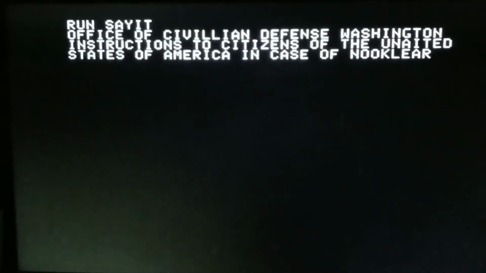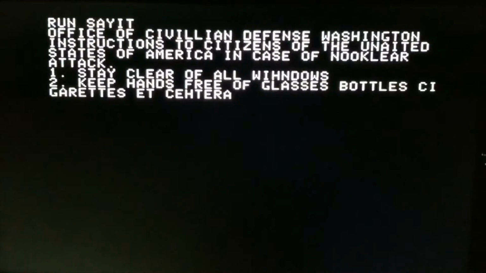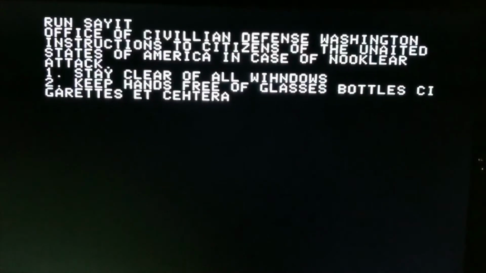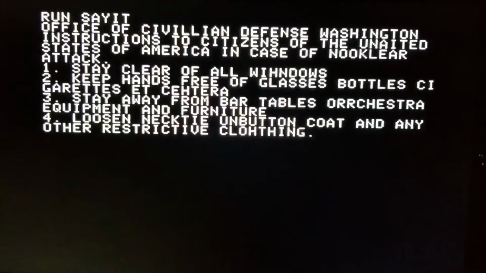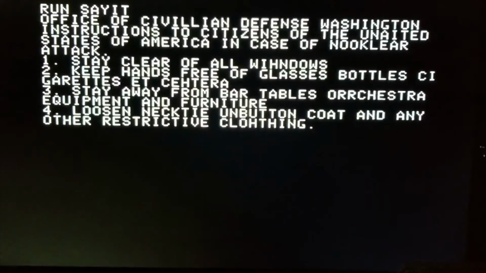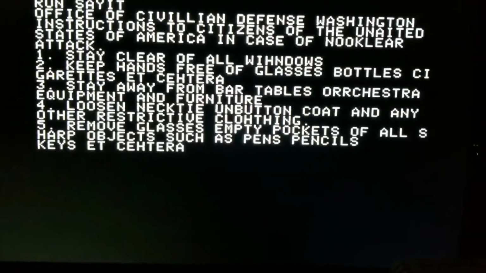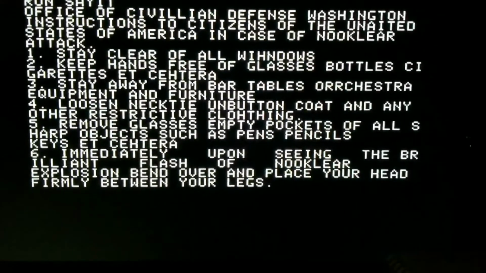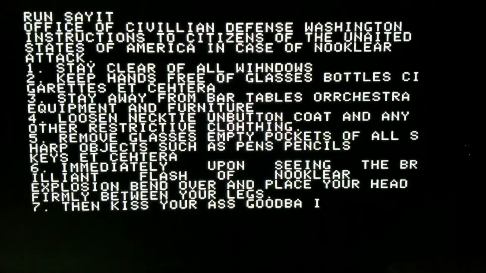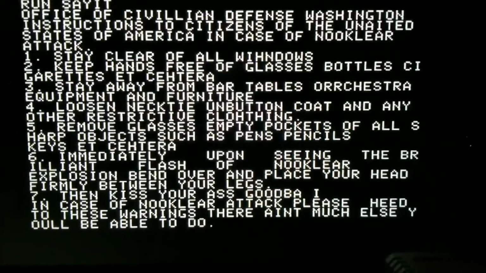Office of Civilian Defense, Washington. Instructions to citizens of the United States of America in case of nuclear attack. 1. Stay clear of all windows. 2. Keep hands free of pressing buttons, cigarettes, etc. 3. Stay away from bar tables or just like equipment and furniture. 4. Remove and make your button cool and any other escalating coffee. 5. Remove dresses, empty pockets of all sharp objects such as pens, pencils, keys, etc. 6. Immediately upon seeing the alien flash of nuclear explosion, go over and place your head firmly between your legs. 7. That is your escape. In case of nuclear attack, please heed these warnings. There isn't much else you'll be able to do.